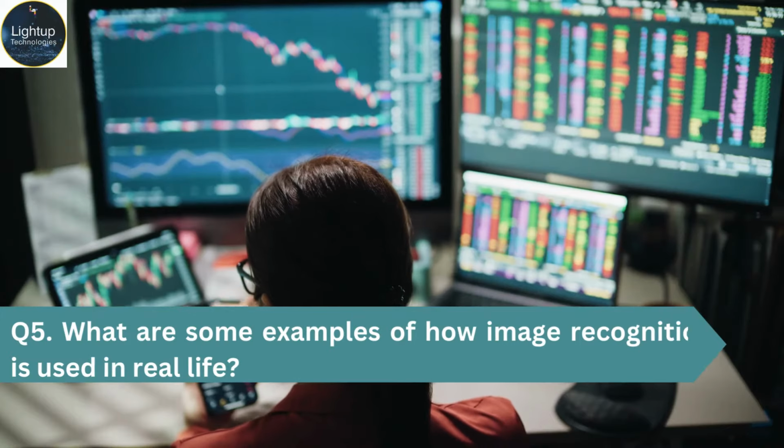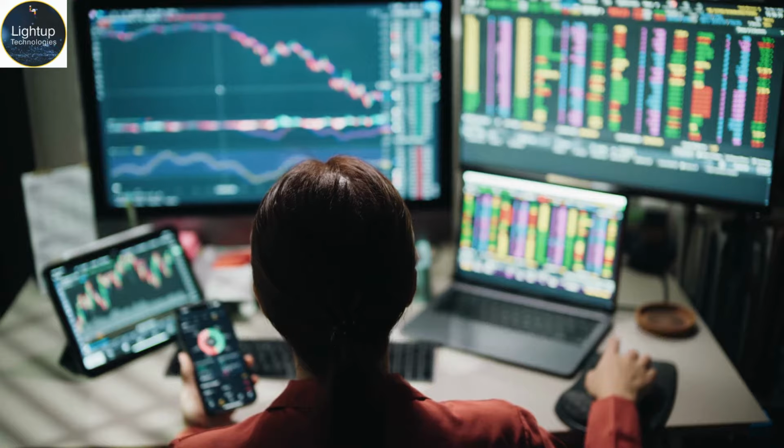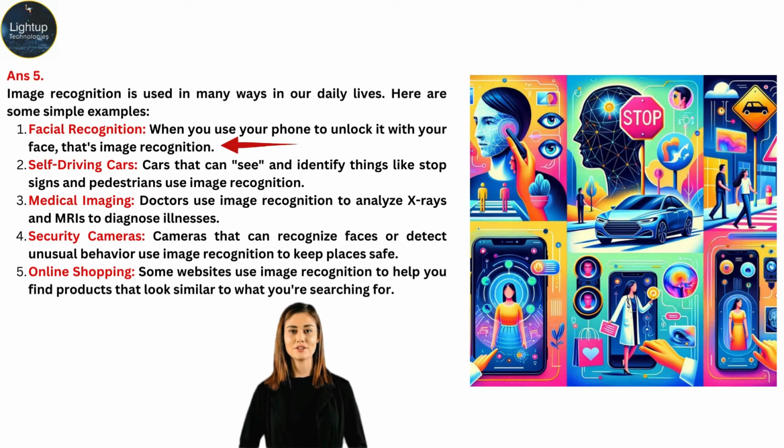What are some examples of how image recognition is used in real life? Your phone unlocking with your face? That's image recognition. Self-driving cars see and spot signs using image recognition.